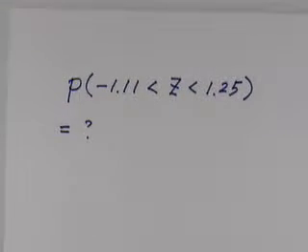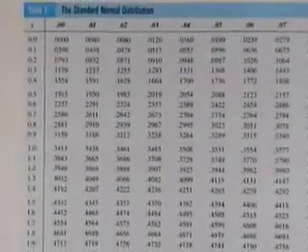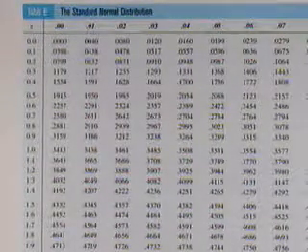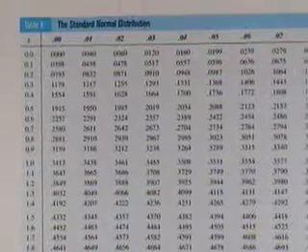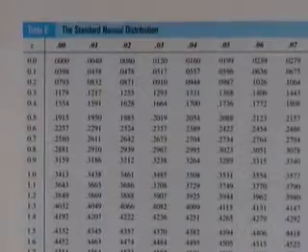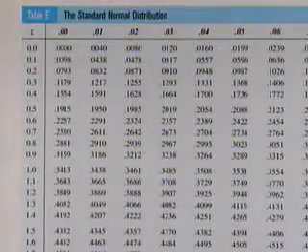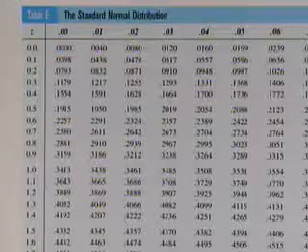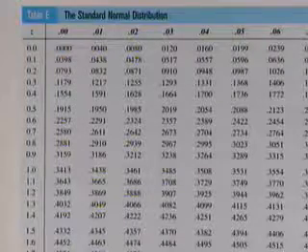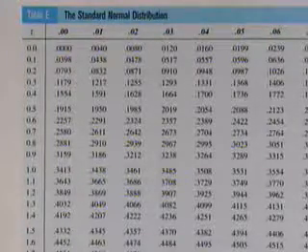How about finding this? For the standard normal, what's the distribution between negative 1.11 and positive 1.25? Copy it down, and I'm going to put the table on the screen. So first copy this down. You got that? Are you ready? Okay, so I'm going to put this table here. What's my question? 1.11 and 1.25. You should have that information in this part of the table.